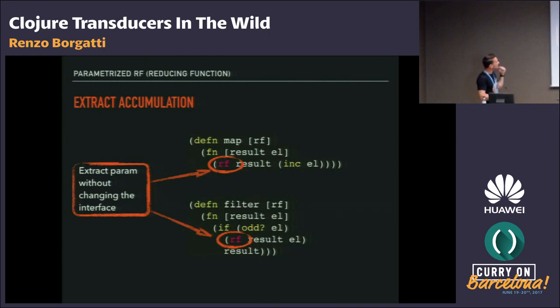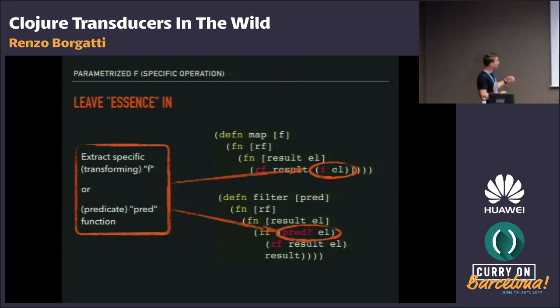In this case we are extracting the output accumulation. We call it rf, a reducing function, and now that appears here as a parameter, and this is returning a function of the result, an accumulation, and the next element. That is the reducing function that we had before, just wrapped with anonymous functions around it.